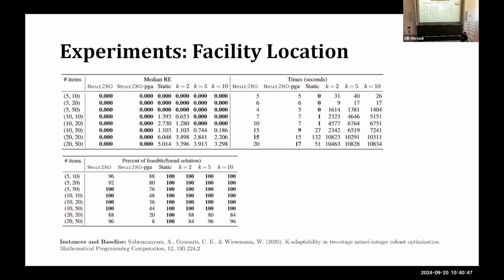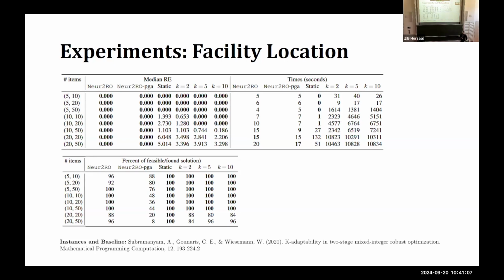Forget about this column here. You see this is the median error. So we have the better solution, the best known solution compared to the other approximation method, and the run times are still very, very fast. It's just like 20 seconds.